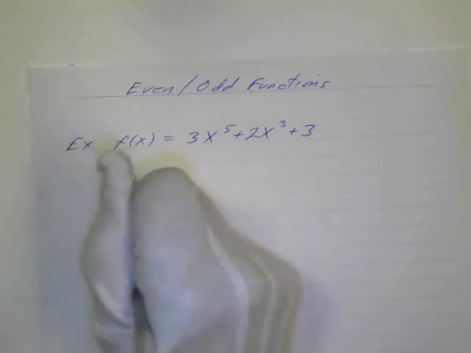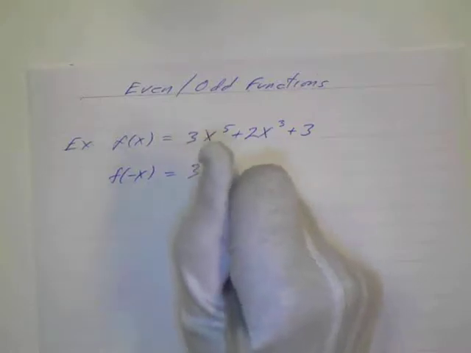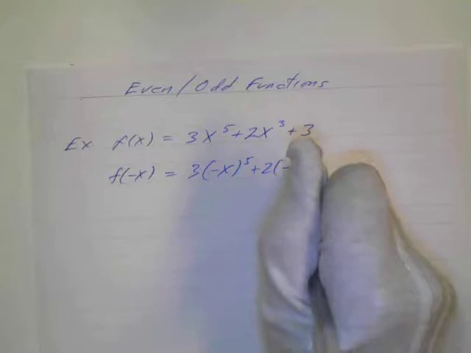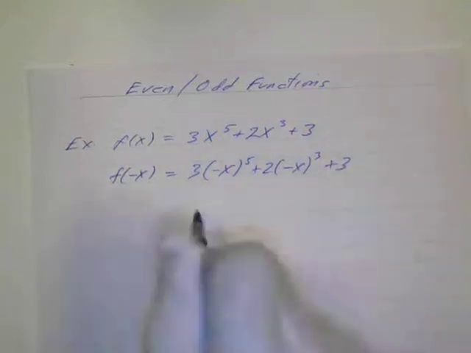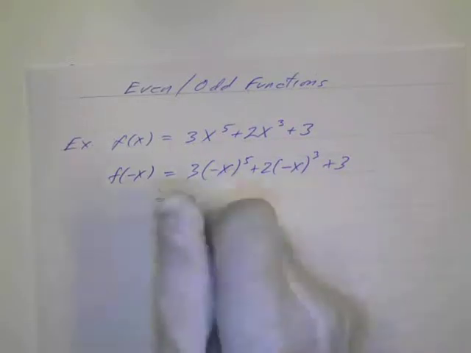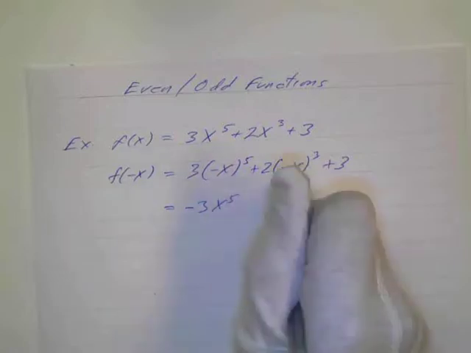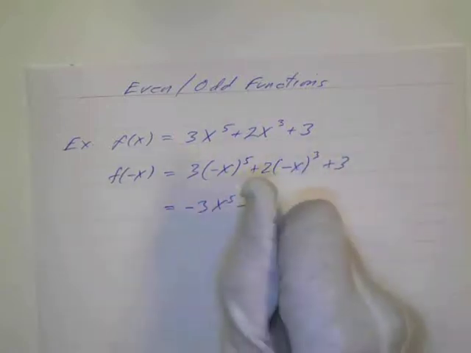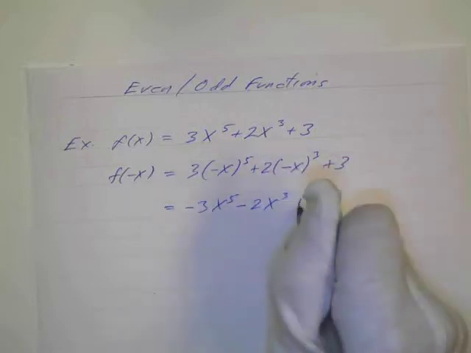So let's take f of negative x. I've got 3 times negative x to the 5th plus 2 times negative x to the 3rd plus 3. And you notice that this is going to be negative x to the 5th, so it'll be negative 3 times x to the 5th. And this will be negative, because if I raise a negative to the 3rd power, it's negative. It's going to be negative 2x to the 3rd. But the sign here does not change, and that's the problem.